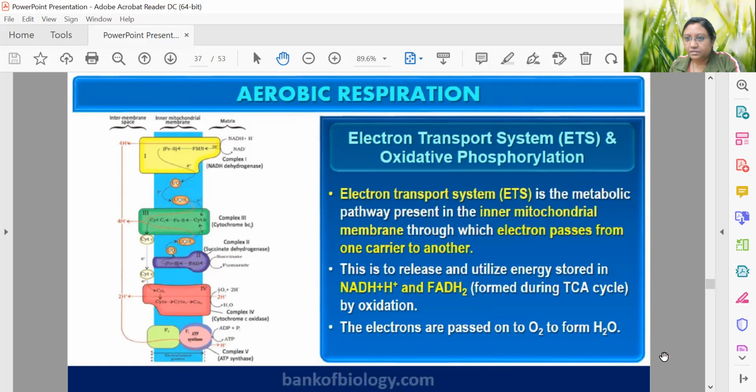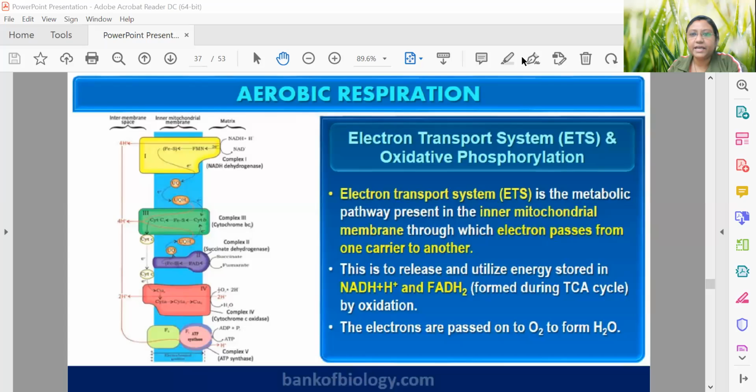The third name is oxidative phosphorylation. Why? Because it is oxidative, as there will obviously be oxidation reactions, and the final electron acceptor will be oxygen, which gives the name oxidative. And phosphorylation means addition of phosphate. In this process, ADP will be phosphorylated with inorganic phosphate to produce ATP. So definitely we can say it is oxidative phosphorylation. So let's go for the process, how it is done.